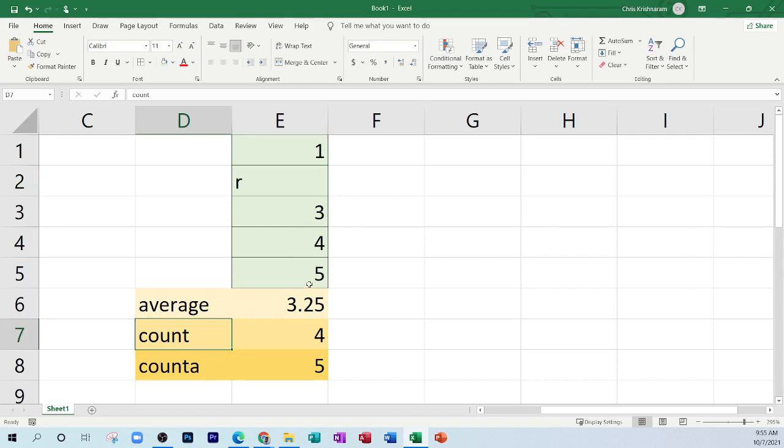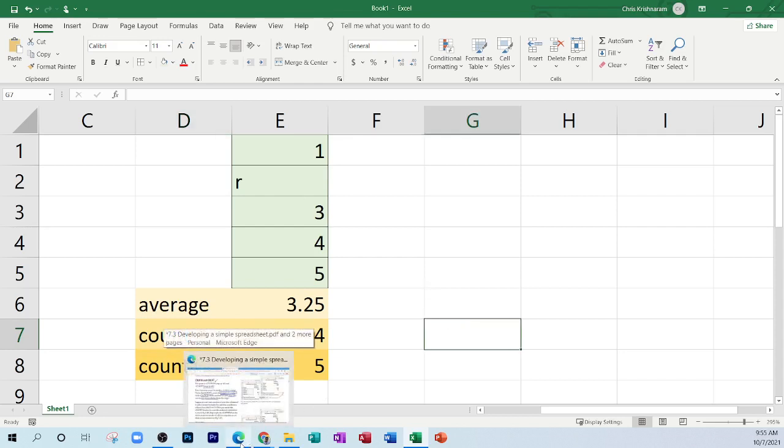So depending on the situation, if you want to count maybe how many prices you have, or if you have a list of ages, how many ages are listed there, you can use COUNT. But when you have text, then you would use COUNTA.